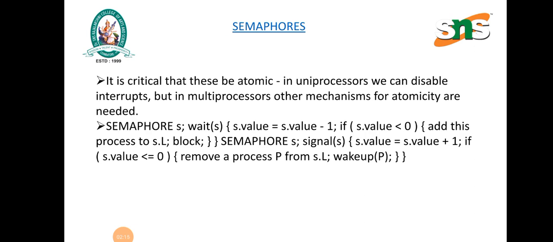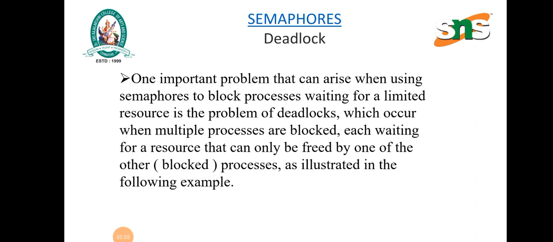It is critical that these be atomic. In a uniprocessor we can disable interrupts, but in multiprocessing other mechanisms for atomicity are needed. Semaphore wait(S): value minus 1; if the value is less than 0, add this process to the list and block. Semaphore signal: value plus 1.